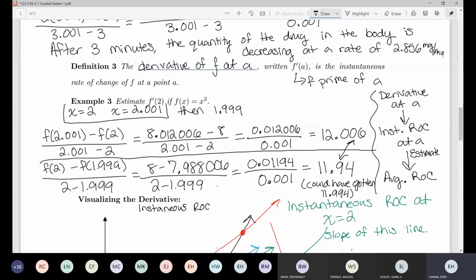So don't panic if you're doing this with somebody else and they're choosing different values than you and they're getting different values. That's going to happen. As long as you're doing the process right, you should be good.